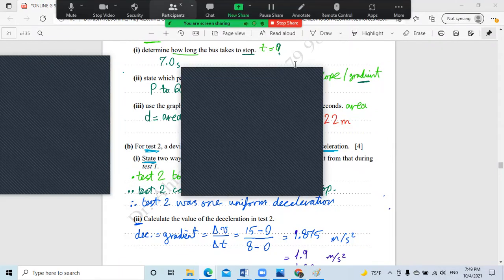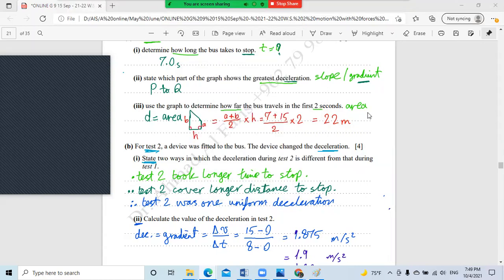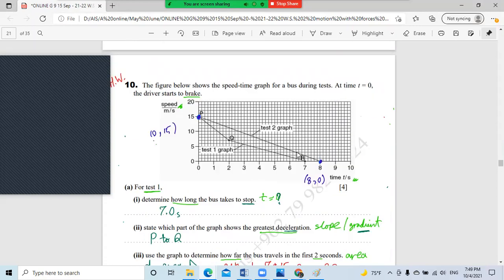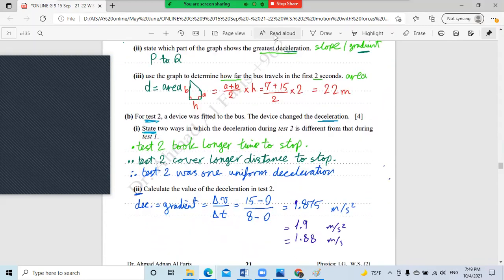But can we say like test 2 was constant deceleration? Yeah, test 2 was constant deceleration, one part of constant deceleration, not two different parts from P to Q, then Q to R. Okay, all right.